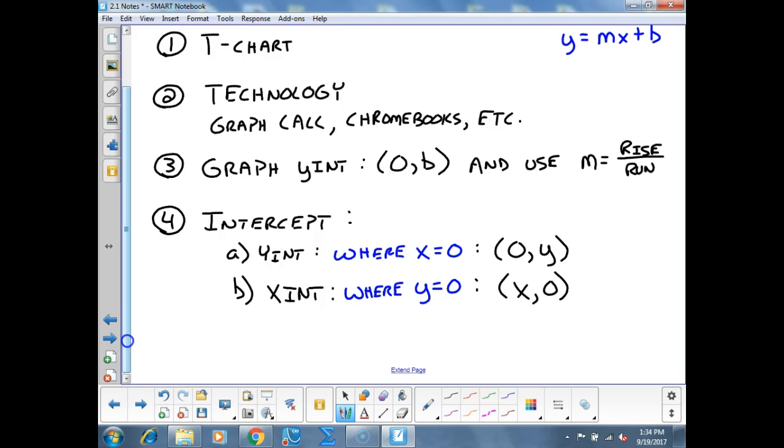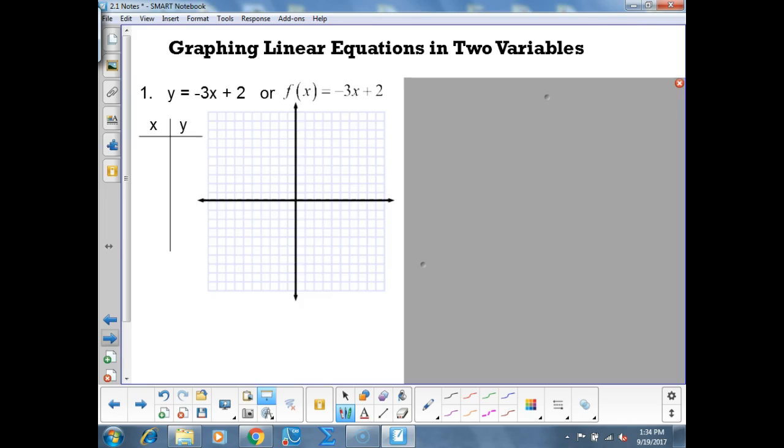But there are many things that you can have to make sure that your lines are lines, because lines are straight. That's all I ask. I'm not asking for much. Okay. So, let's graph a couple lines.